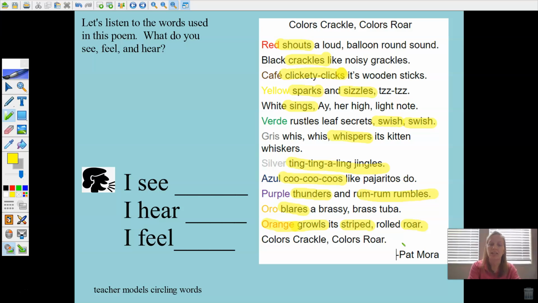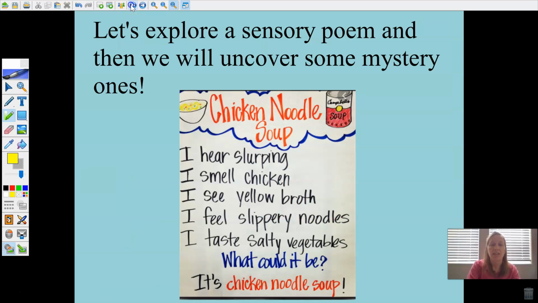Colors crackle, colors roar. That's why I love this poem. Look how filled it is with all of the words that help you see and hear it. Now, sometimes there are feeling words like soft. This poem doesn't quite have those feeling words in it, but those are also words you can hear in a poem as well.